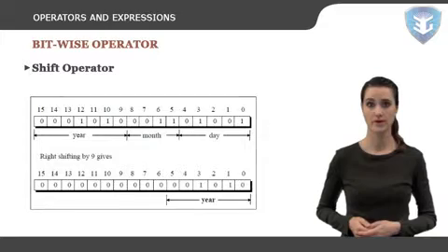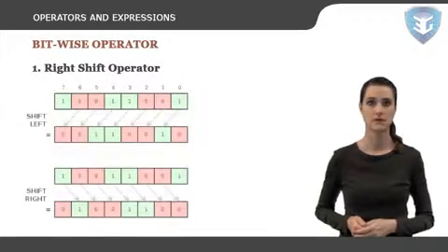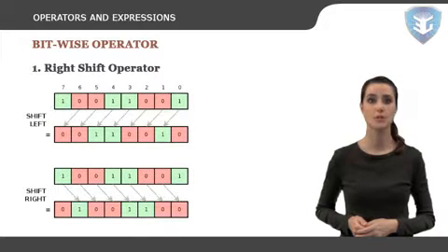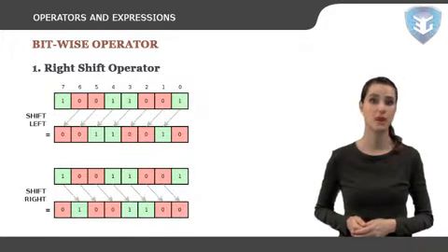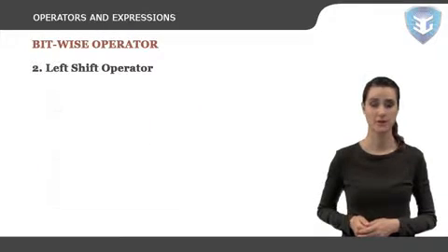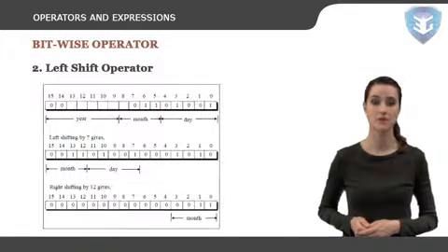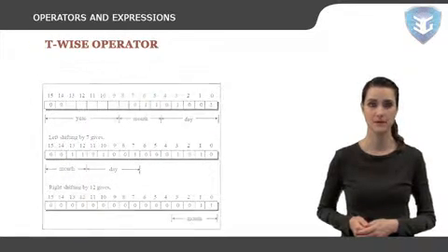Right shift operator and left shift operator. The right shift operator moves all the bits towards the right by a certain number of bits, which can be specified. The left shift operator moves all the bits towards the left by a certain number of bits, which can be specified.